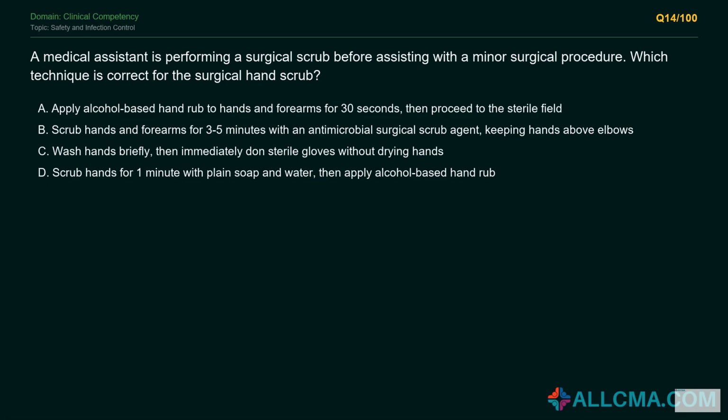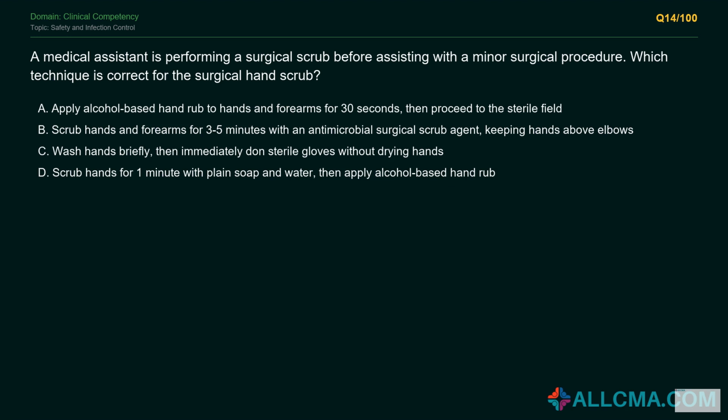Question 14. A medical assistant is performing a surgical scrub before assisting with a minor surgical procedure. Which technique is correct for the surgical hand scrub? Option A. Apply alcohol-based hand rub to hands and forearms for 30 seconds, then proceed to the sterile field. Option B. Scrub hands and forearms for 3 to 5 minutes with an antimicrobial surgical scrub agent, keeping hands above elbows.